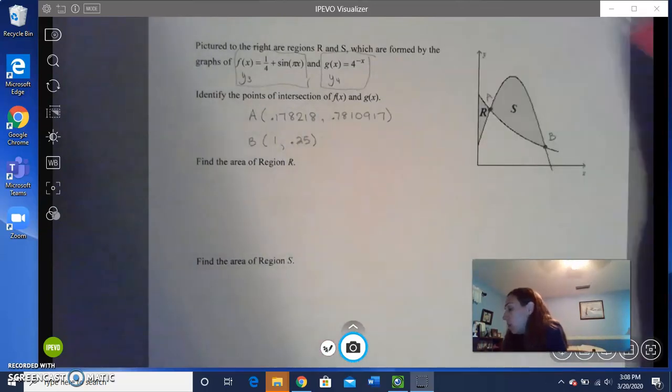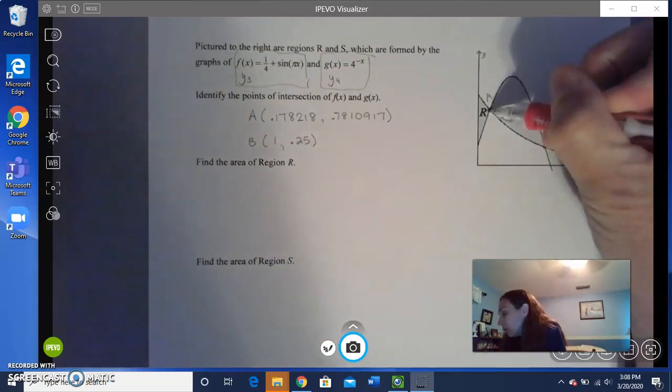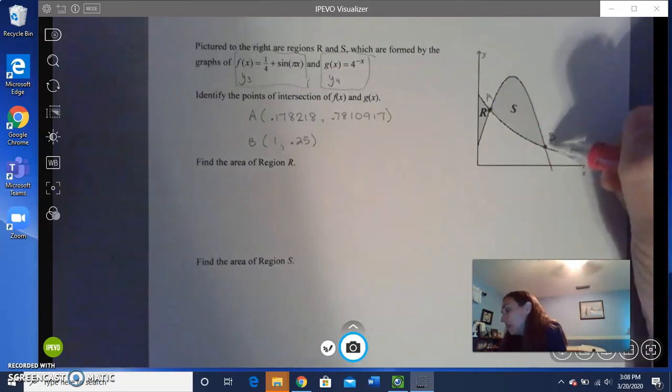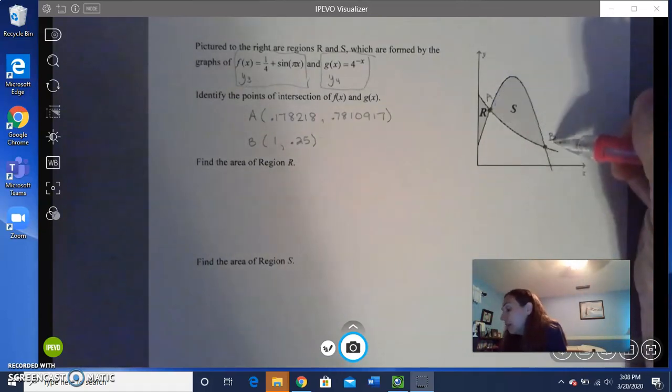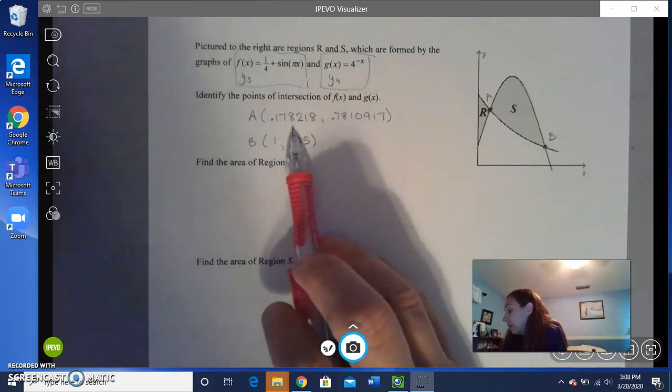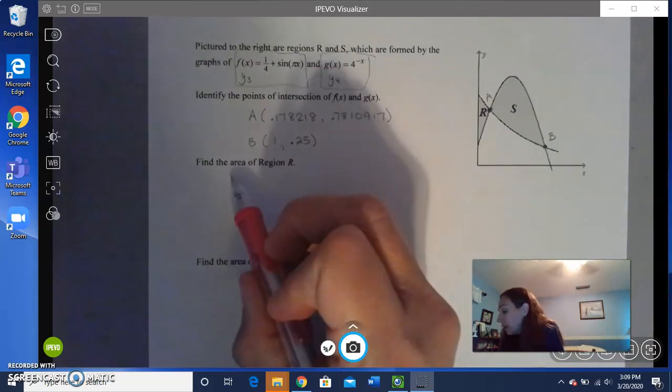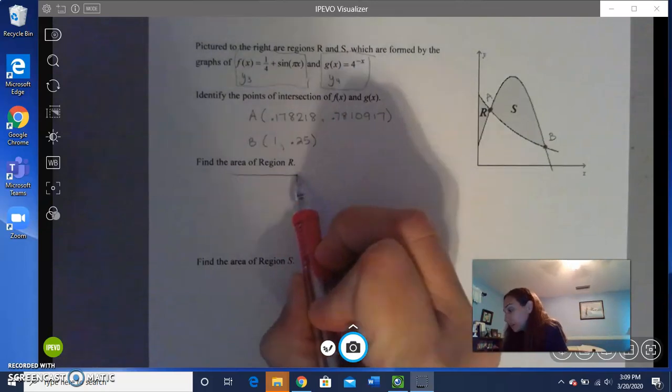Here's what they should be. I called the first point of intersection for F and G to be A and the second one to be B. I marked those up in my graph, and then I found those on the calculator. So let's go ahead and find the area of region R.